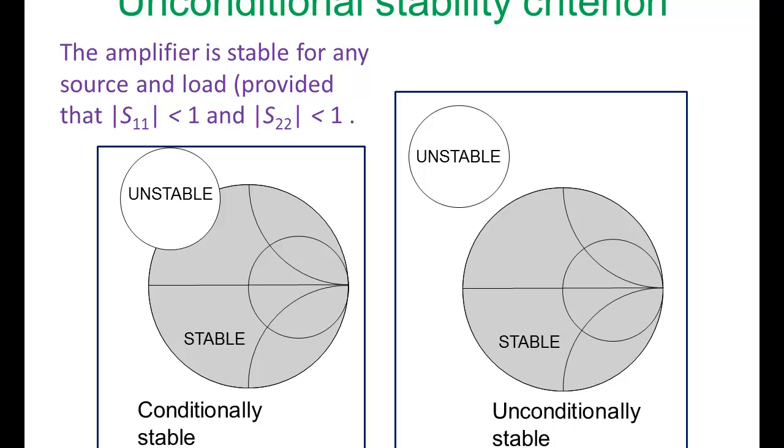There's conditional stability, that means our load or perhaps our source reflection coefficients must be in the shaded region. Unconditional stability is indicated here, where the unstable region is outside the unit circle. We like that situation if we can achieve that, and this is the situation we have at 8 GHz.